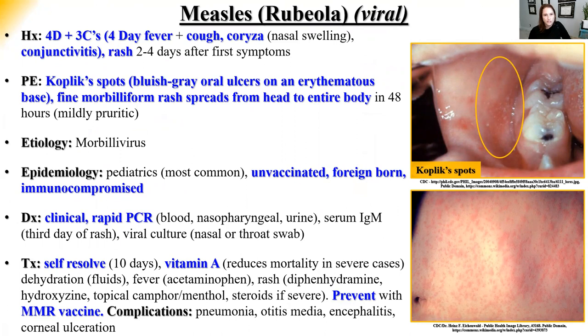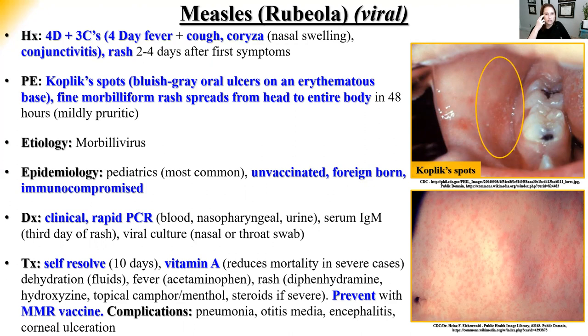Measles, or rubeola. This is a viral disorder that we don't really see commonly in the United States because of the MMR vaccine. But in the question, if you see a child who is unvaccinated, foreign-born, or immunocompromised, then you can start thinking about this one in your list of differentials. The history for this one is going to be 4 Ds and 3 Cs. 4D is a 4-day fever followed by 3 Cs: cough, coryza, which is nasal swelling, and conjunctivitis, red eyes.